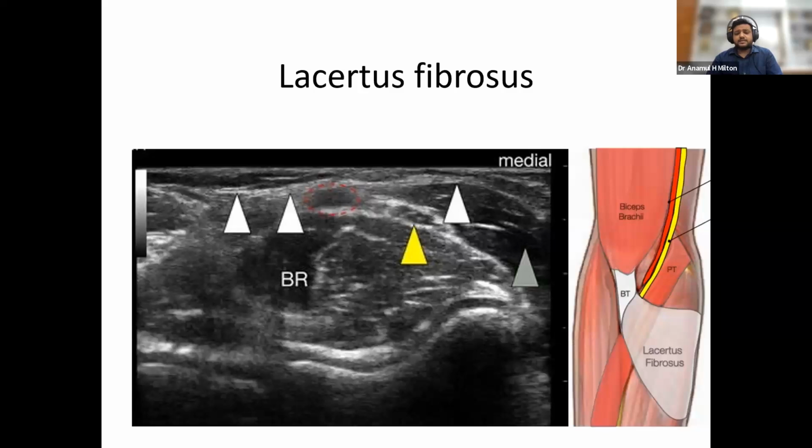Okay, so this is the lacertus fibrosus. This is part of the lacertus fibrosus. Under it the median nerve comes. Here we can see that under the lacertus fibrosus the median nerve comes and goes down. So there is a chance of entrapment in this area.